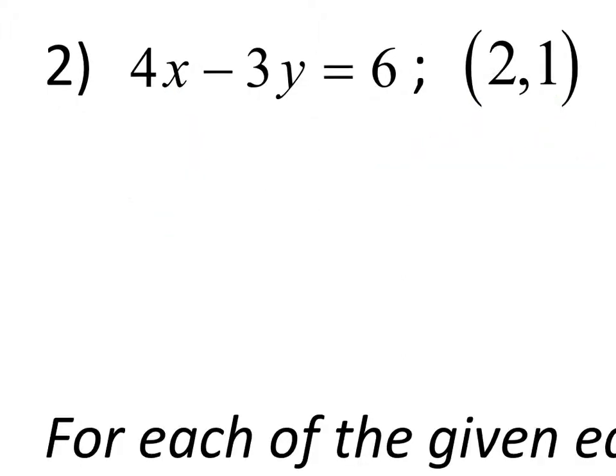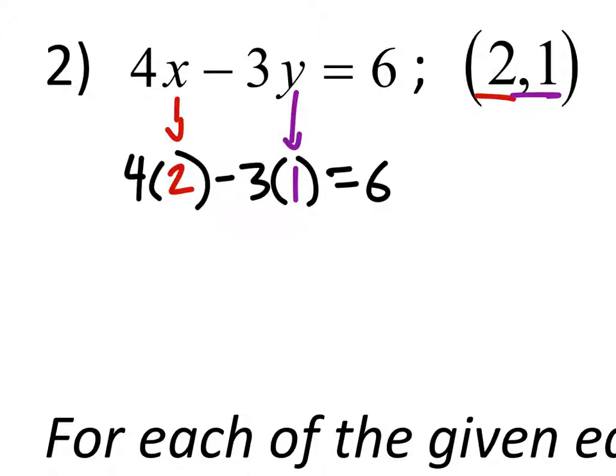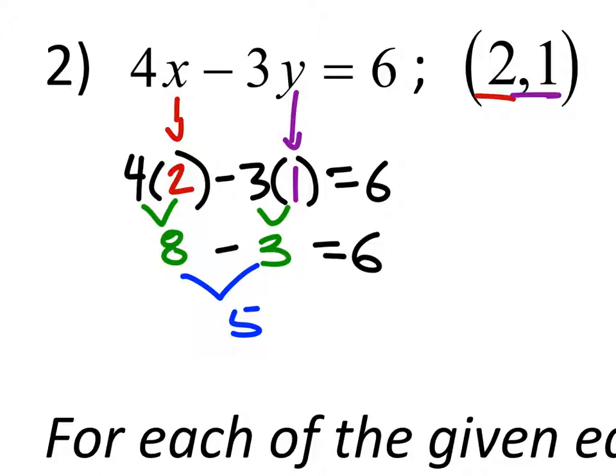So once again, I'm going to replace the x with 2 and the y with 1. And we'll see if this is a true statement. 4 times 2 is 8, and 3 times 1 is 3. So 8 minus 3 equals, it's not 3, it's a 6. 8 minus 3 is 5. Well, 5 does not equal 6. So yeah, we'd say not a solution.